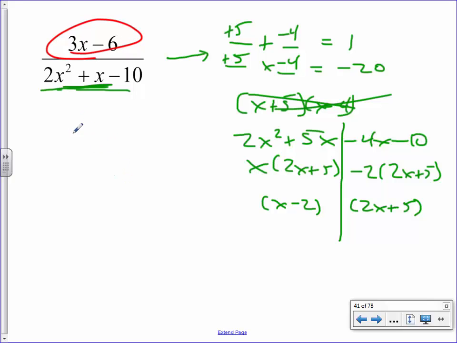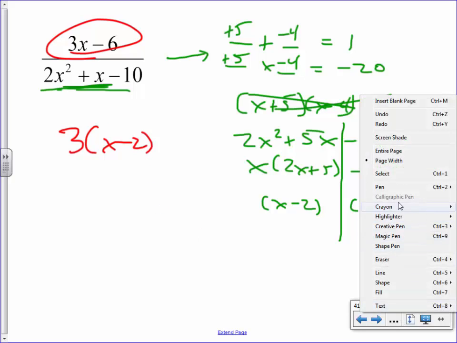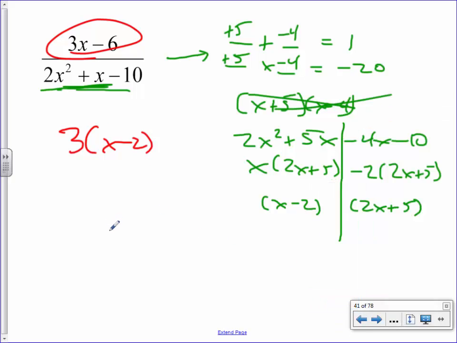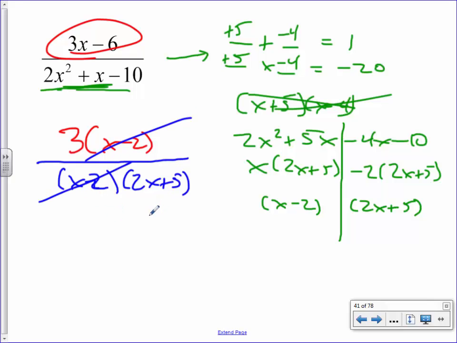3x minus 6 can be turned into 3 with the bracket x minus 2. Does that mean we have the cancel binomial? It does, yeah, good. I think some of you guys are starting to see how this fits together. So when we're done, we're going to have 3 over x minus 2 and x minus 2, 2x plus 5. So now we do have binomials that are the exact same as each other. So those can cancel. So final answer is 3 over 2x plus 5.